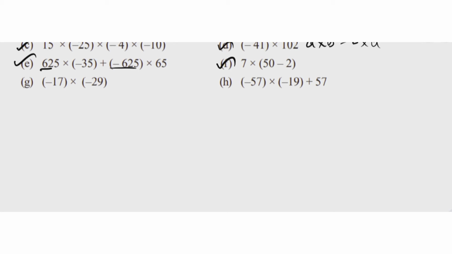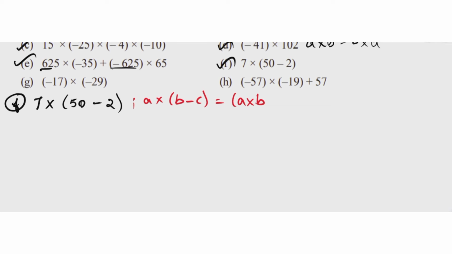So yes, we can move on to F bit. 7 multiplied by 50 minus 2. So see here, F bit, 7 multiplied by 50 minus 2. See here, obviously it is shown that it is distributive property, that is A multiplied by B minus C, distributive property over subtraction. So A multiplied by B minus A multiplied by C. So we can do this sum now. So here it is given A multiplied by B minus C. So my answer is going to change as the right hand side. Okay.